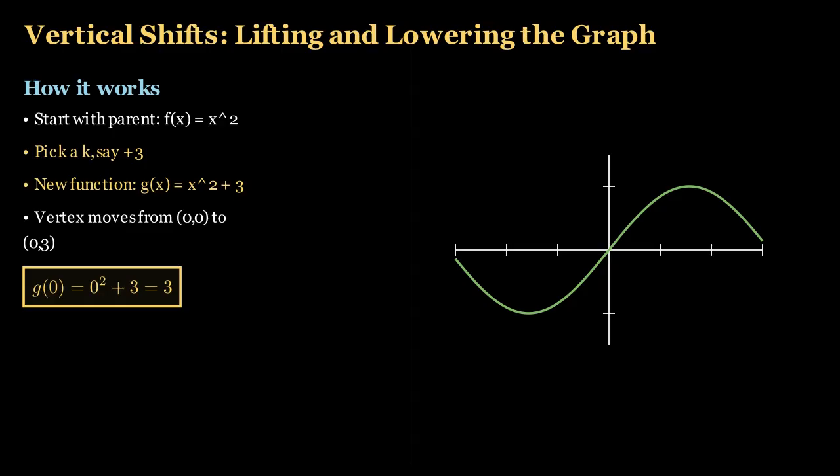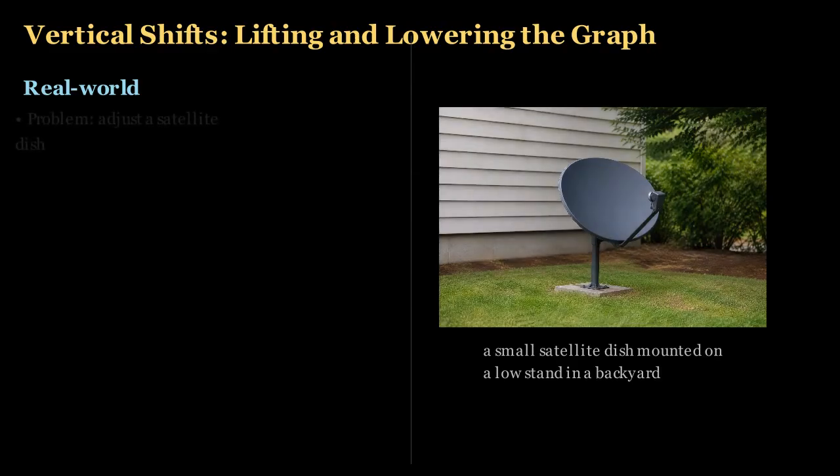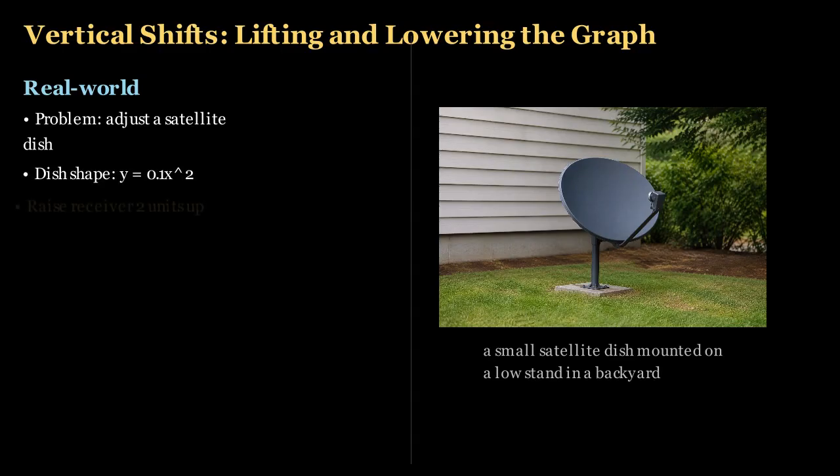The new equation is y equals 0.1x squared plus 2. Now, when x is 0, y is 2, the vertex is at 0, 2 feet up. Every other point on the dish is also exactly 2 feet higher than before. The shape of the dish, its curvature, the way it focuses signals, none of that changes. The vertical shift just lifts the entire dish to the right height.